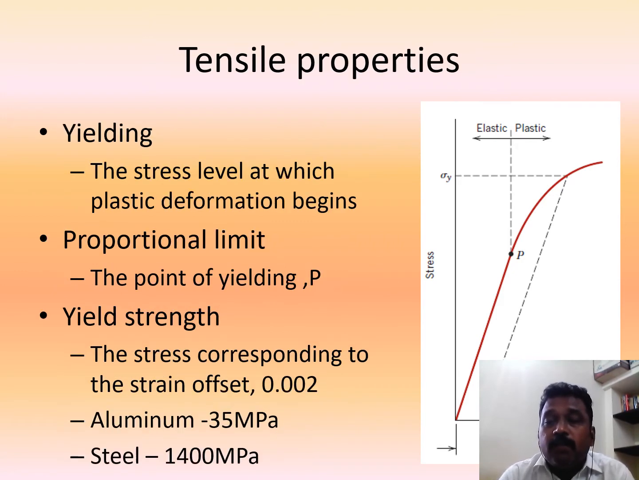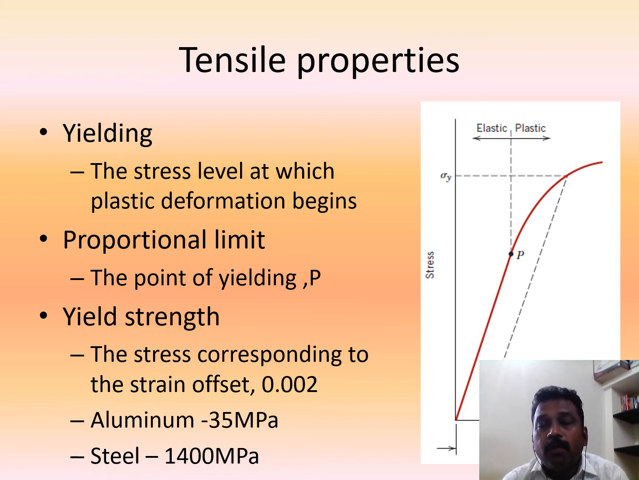From this plastic deformation, we can get the tensile properties of any material. How are these tensile properties measured? As I told already, by using the universal testing machine. These are the tensile properties we can get from that laboratory test. The first one is yielding. Yielding means the stress level at which plastic deformation begins. You can see this in the graph. This point P is called the proportional limit, where the yielding starts. Up to this level, the stress is proportional to strain. Beyond this stress level, the stress is not proportional to strain, so the material will behave as plastic.